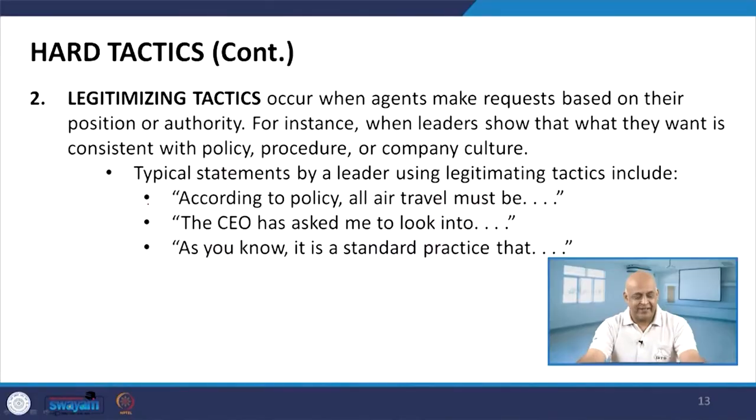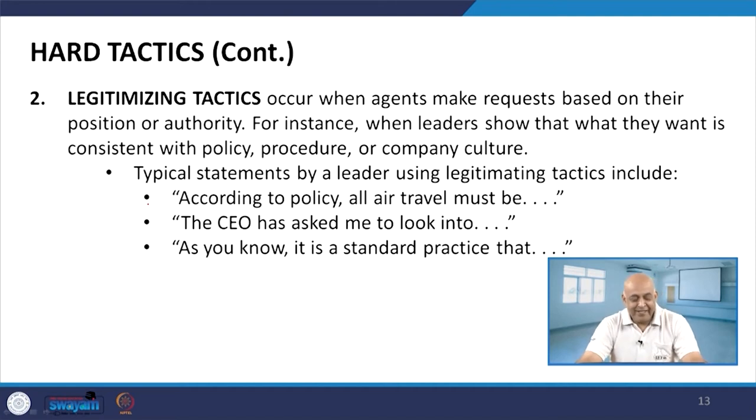But you will ask why this requesting is among the hard tactics. Requesting is among the hard tactics because it is very hard to follow. The implementation of these tactics is very hard, so that is why these are called hard tactics. And the second hard tactic is legitimizing. This is when agents make requests based on their position or authority. For instance, when leaders show that what they want is consistent with the policy, procedure or company culture, right? So that legal background of the leader makes these types of situations. Typical statements by a leader using legitimating tactics include, according to policy, all air travel must be by economy class.